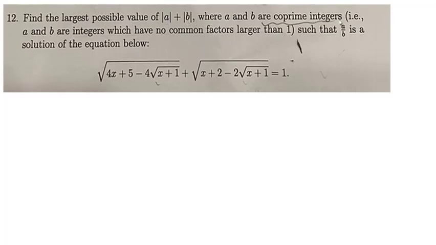where a and b are co-prime integers. A and b are integers which have no common factor larger than 1. It means this, such that a over b is the solution of the equation below.